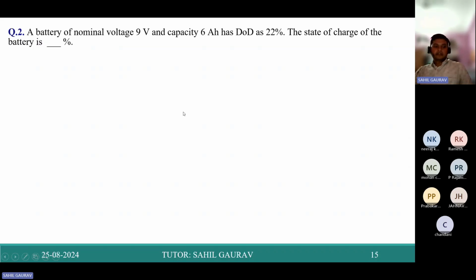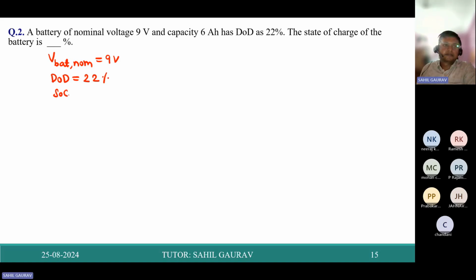The next problem is that a battery of nominal voltage 9 volt and capacity 6 ampere hour has depth of discharge at 22%. The state of charge of the battery is, how much is the state of charge? So what are the things given? Battery nominal voltage is given as 9 volt. And then depth of discharge is given as 22%. We have to find the state of charge.